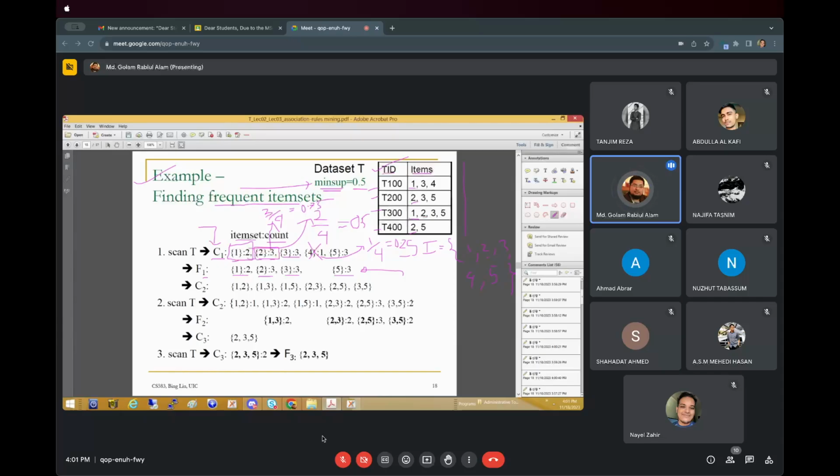Next, we have to calculate again the item sets, that is, the candidate item set of 2 items.